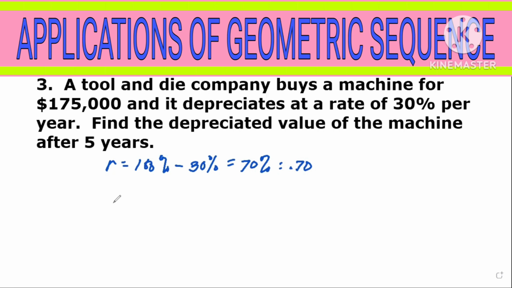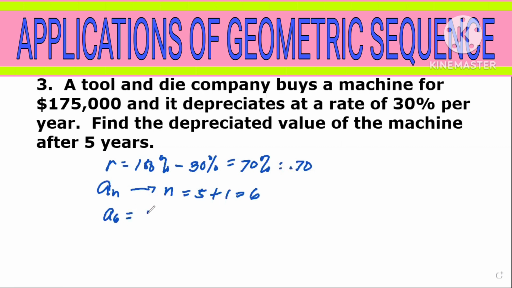Well, to find the depreciated value after 5 years, we solve for a sub n after 5 years. But what is n? No, after 5 years. Again, just like in example number 2, we add the number of years to the first term, which is the initial amount of the machine. And therefore, n is equal to 5 plus 1 or 6, right? So since n is equal to 6, we are actually solving for a sub 6.